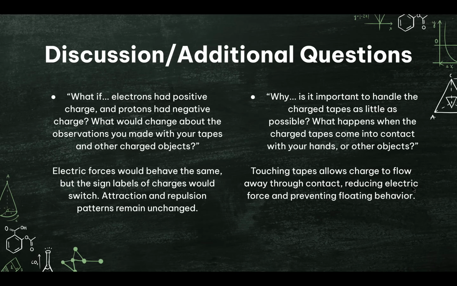And just some conceptual questions. If electrons had positive charge and protons had negative charge, the behavior we observed would remain the same. This is because the attraction or repulsion patterns would remain unchanged in comparison with one another. It is also important to handle charged tapes as little as possible because touching them would allow charge to transfer away through your body or other objects, and this would reduce electric force and prevent the tape from floating.